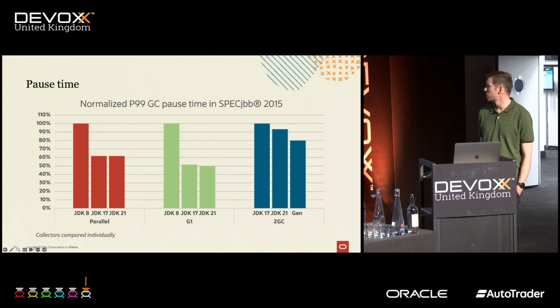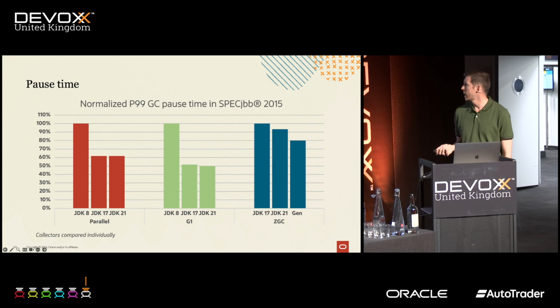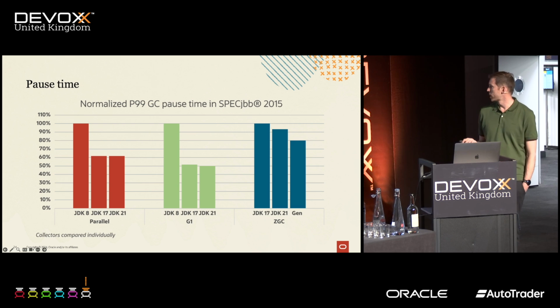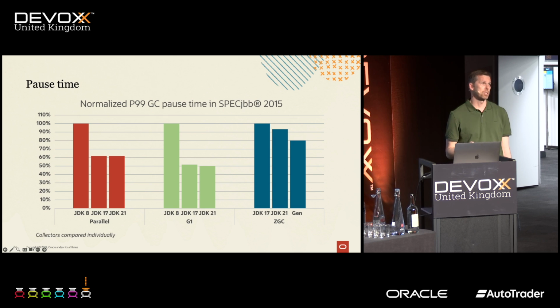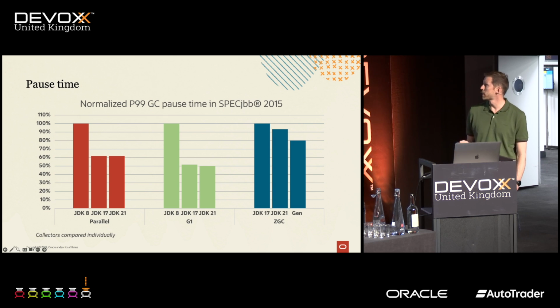And when it comes to CGC and generational CGC, we did manage to cut away some part of the pause time in single generational CGC as well. With generational CGC, we were able to cut down the worst case latencies a bit because we came up with a different way to handle termination to lower the worst case latencies there. So that's pretty nice.